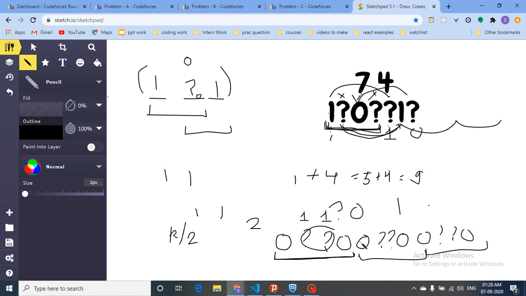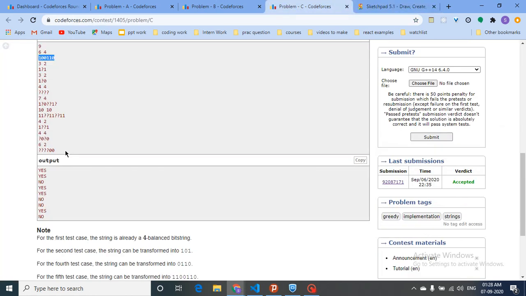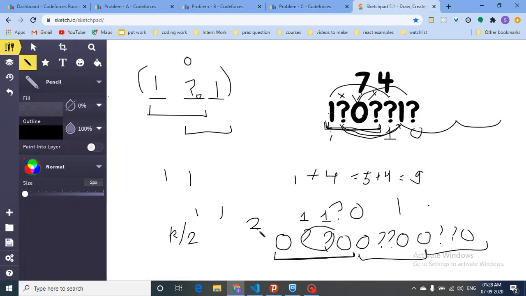So what I have to tell is whether this is possible or not. How can we tell that? I don't worry about how I can fill. I will check the count of zeros and ones in this window. Let's assume the count of 0 is 2 and the count of 1 is 0. If both of them are less than or equal to k by 2, then it is possible. Because let's assume that in a window of size 4, there are 2 zeros and no 1.